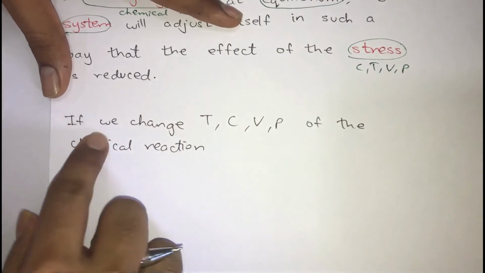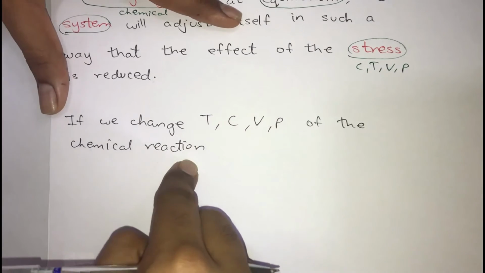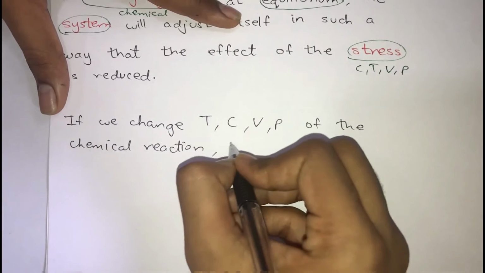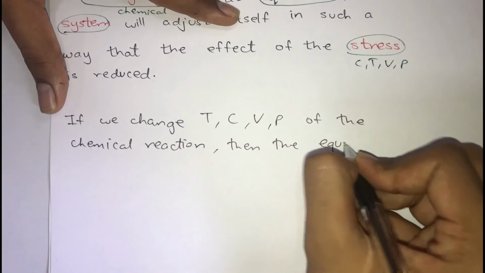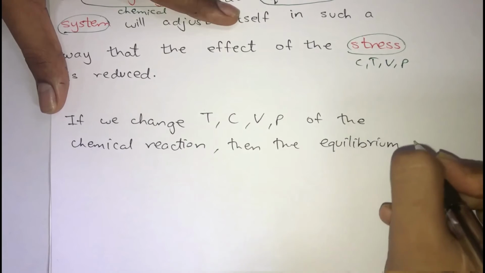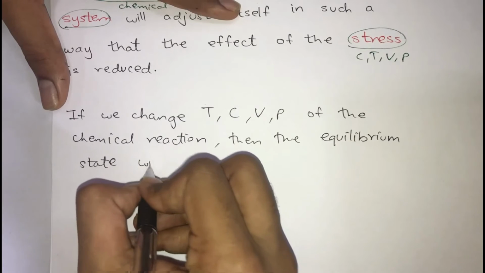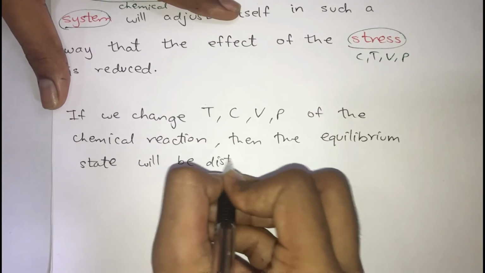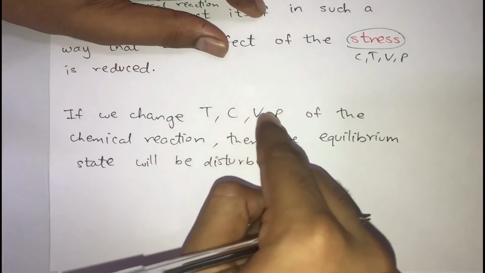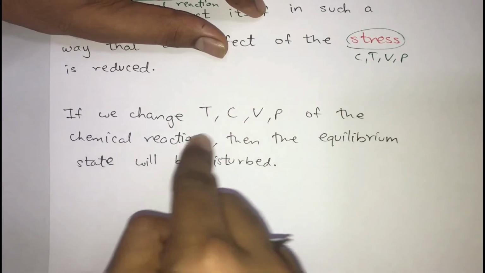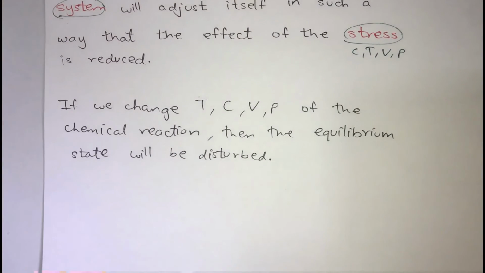Understood up till now. If we change the temperature, concentration, volume or pressure of the chemical reaction, then what is going to happen? Then the equilibrium state will be disturbed. Am I right guys? If you change the temperature, concentration, volume or pressure of the chemical reaction which is in equilibrium, then it is obvious that the equilibrium state will be disturbed.